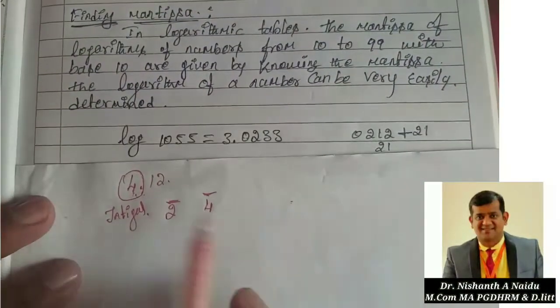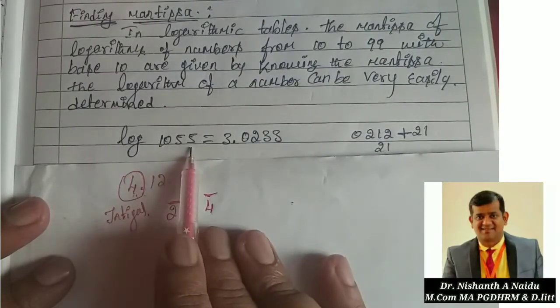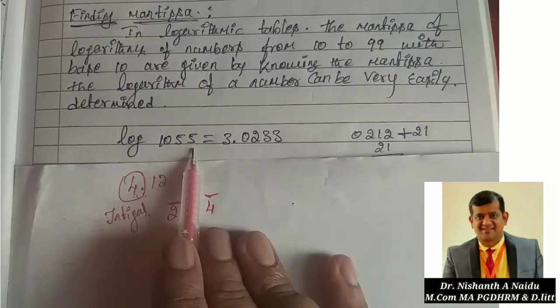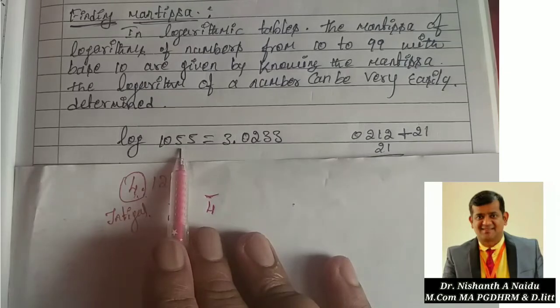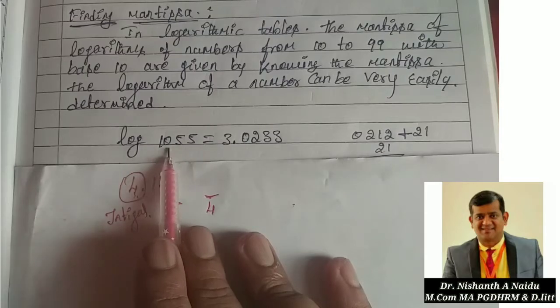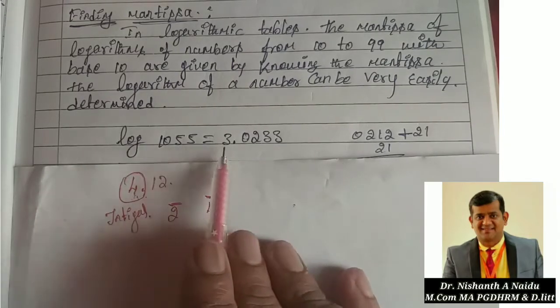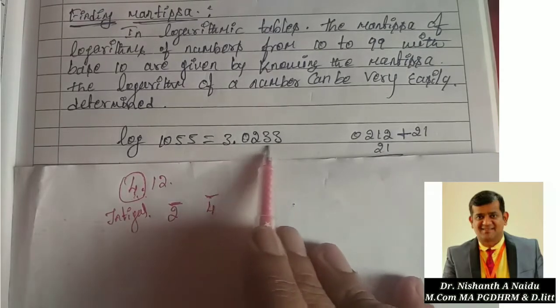Okay. See now, log 1055. So how many integers are there? 4 integers, correct? 10, 5, 5. As per the formula, it is greater than 1, correct? 1055 is greater than 1. So minus 1, 1, 2, 3, 4. How many digits? 4 digits. So 4 minus 1, what is the characteristic? 3. So now we have to find the value of Mantissa.